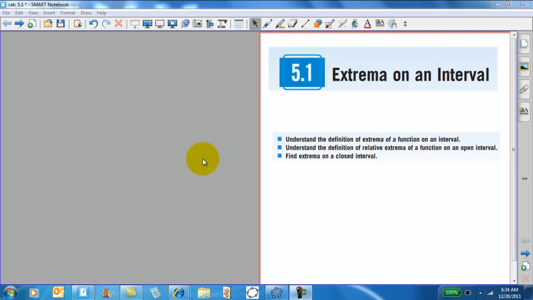Hello, calculus students. This is our first lesson of the second semester, Extrema on an interval. Extrema is basically the idea of a max or min, and we're trying to find the high and low points on an interval.